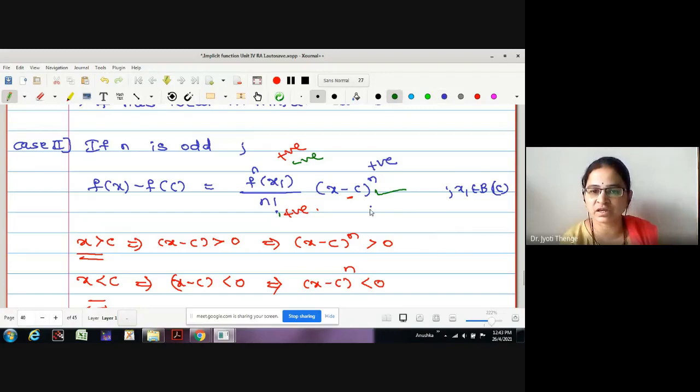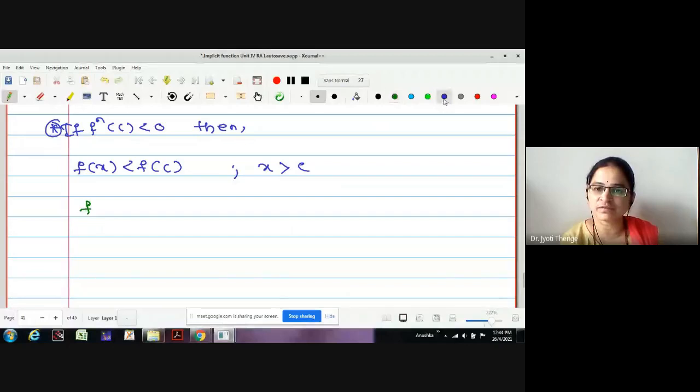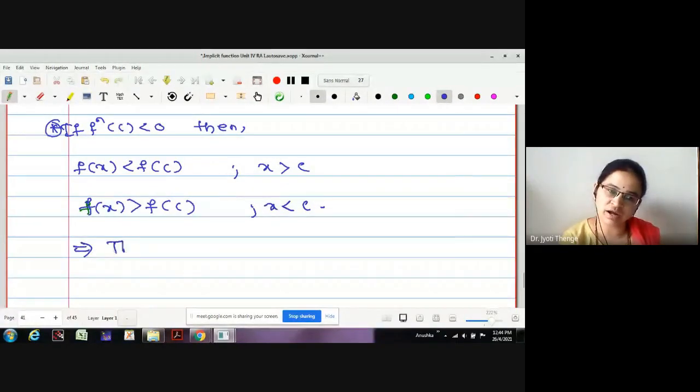Now let me write everything in green pen. This is negative, this is positive, this is positive. Therefore, what is the total value? Negative, positive, positive. Is it negative? Yes, ma'am. f(x) minus f(c) is negative. Negative means less than 0. If it is less than 0, f(x) is less than f(c). Same holds if the reverse takes place. That is, f(x) is greater than f(c) if x is less than c. Therefore, again we cannot predict the nature. Therefore, the function cannot have an extrema.